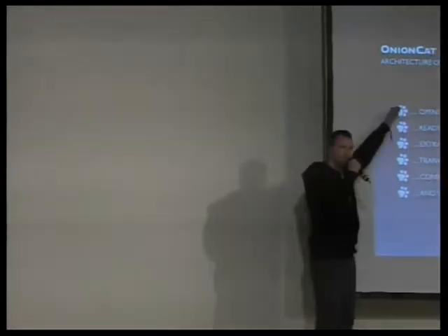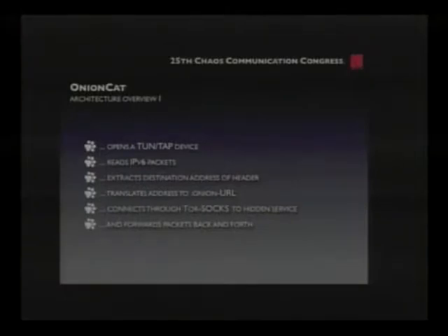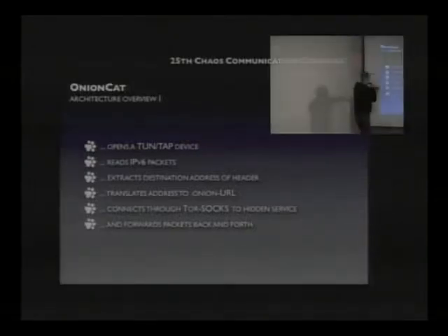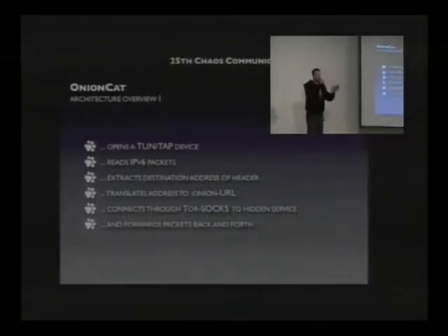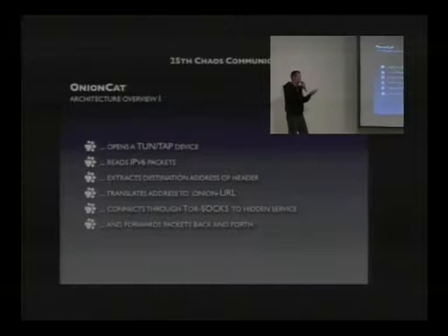What does onioncat do internally? It opens a TUN/TAP device. It then reads, from the back end of the TUN/TAP device through the kernel, the IP packets which are coming in there through the routing table. Then I read the IP header and extract the destination IP address. I can easily translate it to the .onion URL, because the least significant 80 bits in fact reflect the onion ID directly.